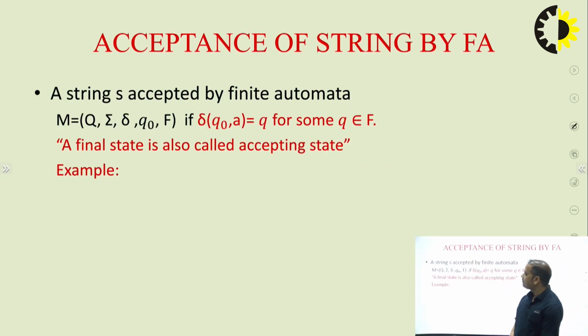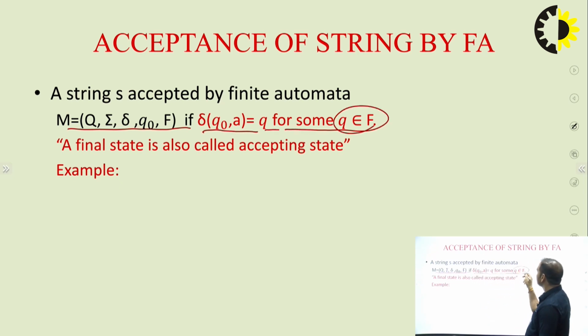Now, acceptance of a string. A string is accepted by finite automata M equal to Q, sigma, delta, Q naught, F if delta of Q naught and A equals Q for some Q belonging to F. This is the main point to check whether a string is accepted or not. We process all the symbols, the sequence of symbols, and we reach the last state. If that state is final, then the string is accepted, otherwise not accepted. A final state is also called an accepting state.